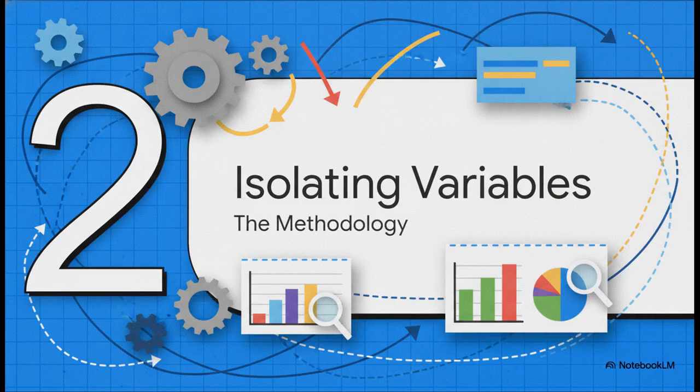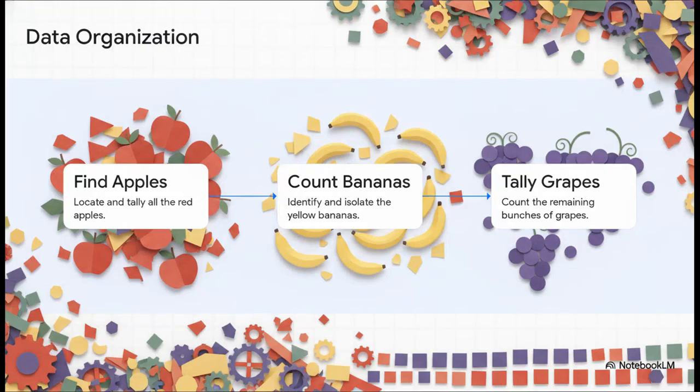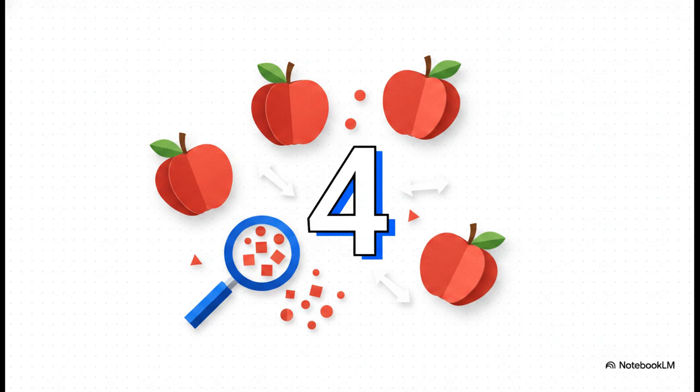Which brings us to Section 2, isolating the variables, the methodology. Look, we can't just eyeball this and guess the total, right? We need a solid game plan. The source specifically instructs us to focus on one subset at a time. Step 1, find apples. Step 2, count bananas. Step 3, tally grapes. By turning all that visual noise into a structured, step-by-step procedure, this complex problem suddenly feels totally manageable.